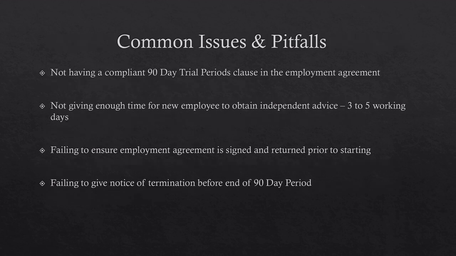Common issues and pitfalls in the context of 90-day trial periods. So just quickly, not having a compliant 90-day trial period clause in the employment agreement is one that we sometimes see. And that scenario typically is either not having a 90-day trial period clause at all and just assuming that it's a given that, without that clause we can still terminate an employee under a trial period scenario, even in absence of a clause on point. That's not correct. It's again really important that the wording of the 90-day trial period clause is in the employment agreement in order for it to be valid.